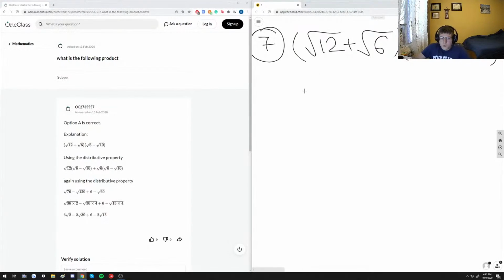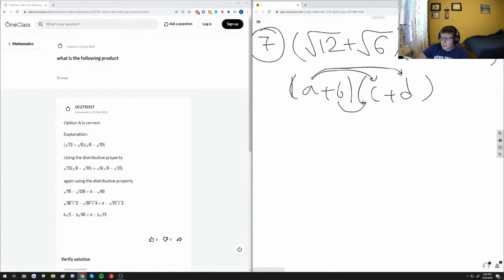So we have to use FOIL, and whenever we use FOIL, just as a rundown, if we have any a plus b times any c plus d, we want to multiply first, outer, inner, last, so we want to go a times c plus a times d plus b times c plus b times d. And that's basically how a FOIL of terms, the product of the sum of two terms, is carried out. So with that being said, let's carry this out on our problem here.